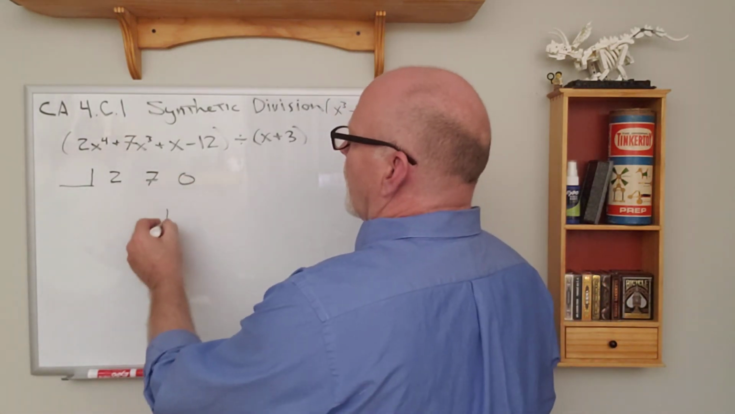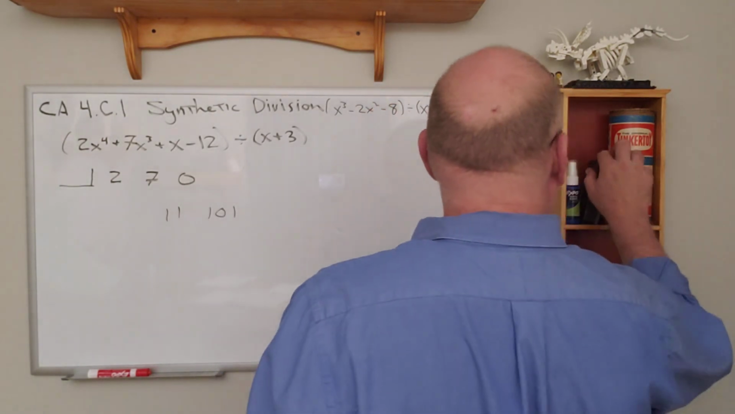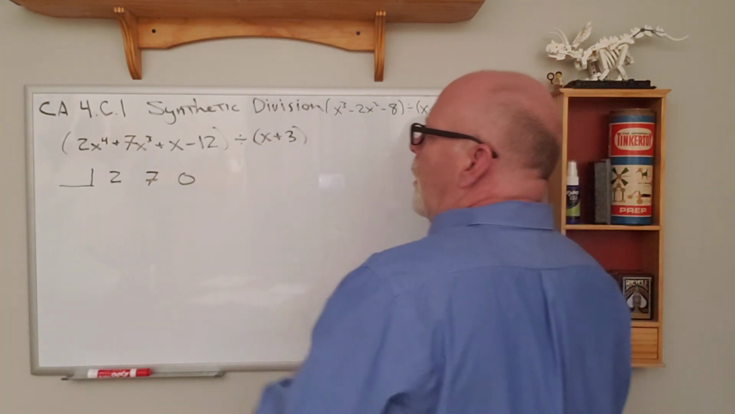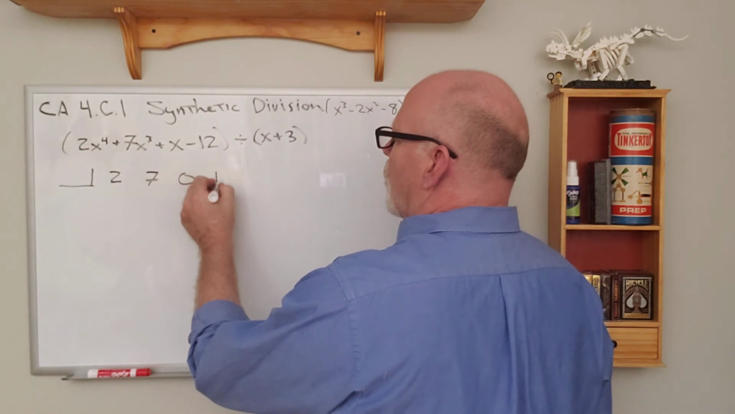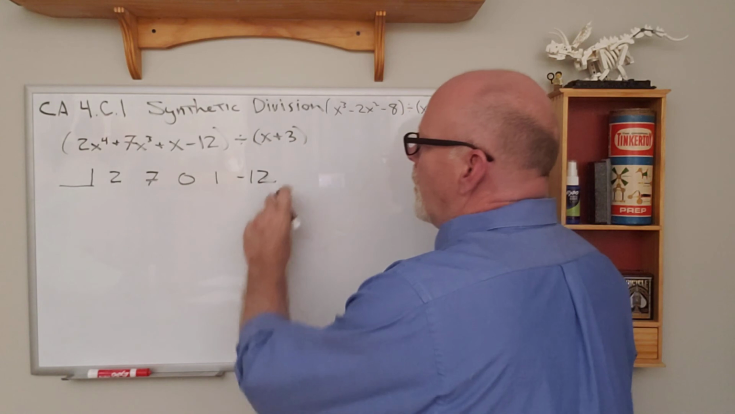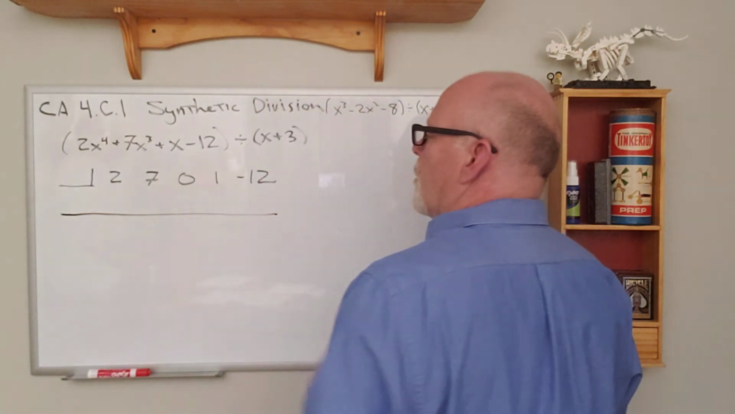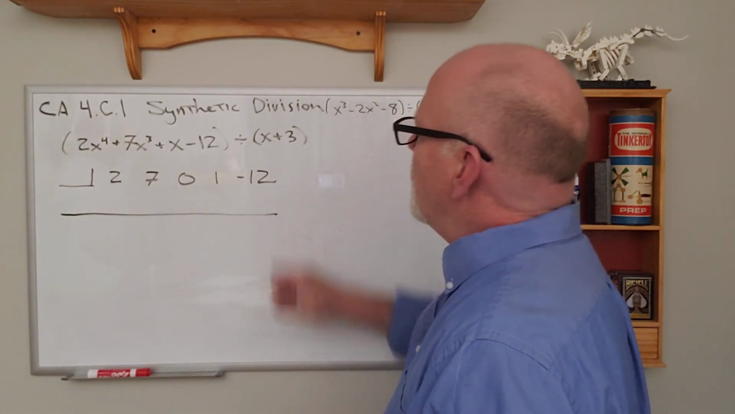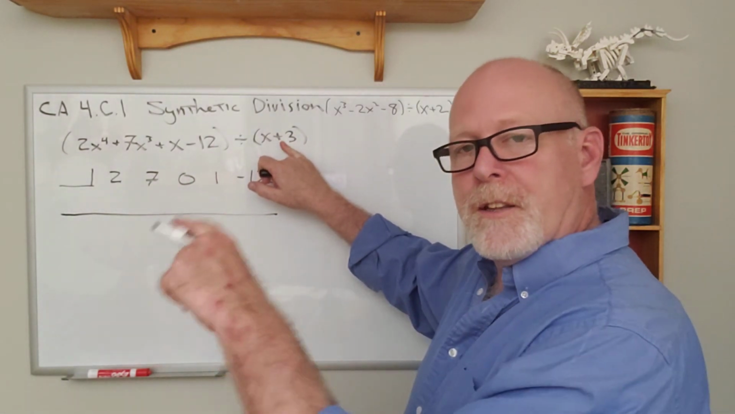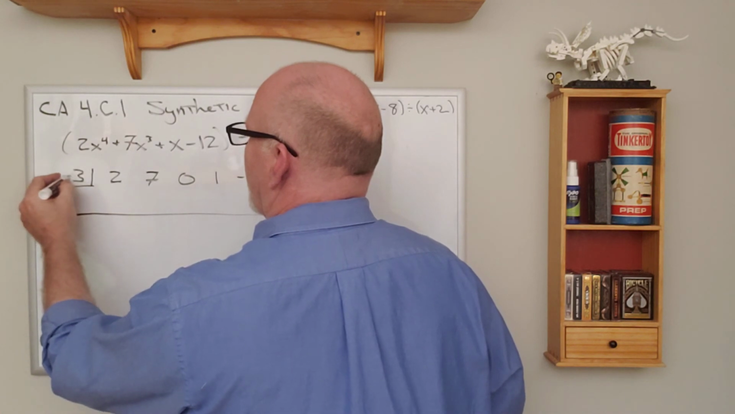Just like 11 and 101 are different numbers, right? The 0 there means something. We need to include it in our synthetic division too. So then we are at our x term, the 1, and negative 12 for our constant term. Leave space for a row of numbers there and draw another line. Whatever number this is, change its sign and put it in the little bracket over there. So plus 3, we put a minus 3 in here.